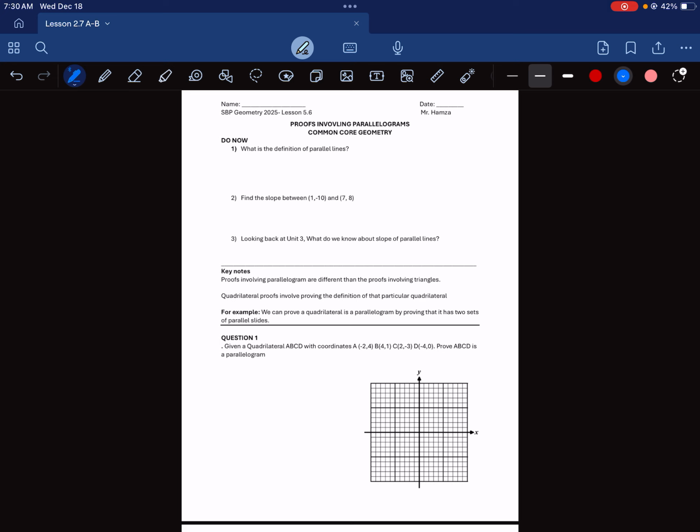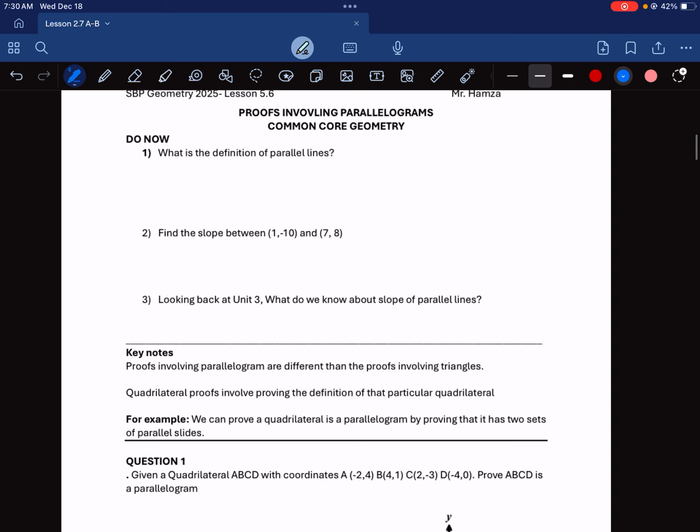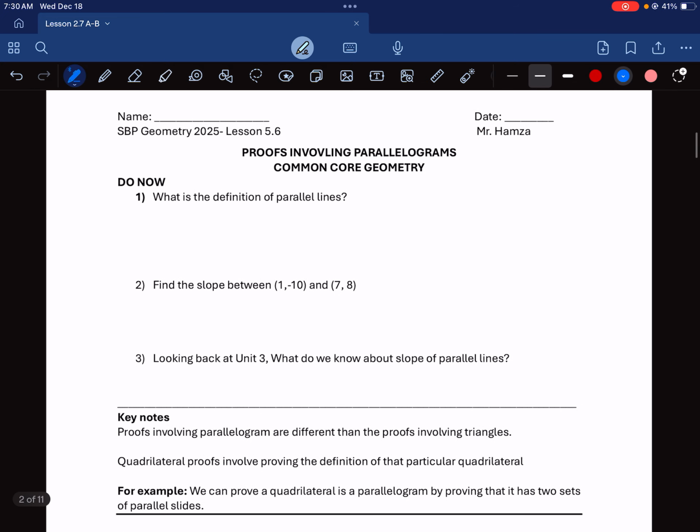I'm gonna make these videos just to explain the worksheet while I'm gone. So the way it's gonna work is I'll do some of the problems and then you're going to finish up the rest. So let's get started with the do now. The do now says what is the definition of parallel lines.